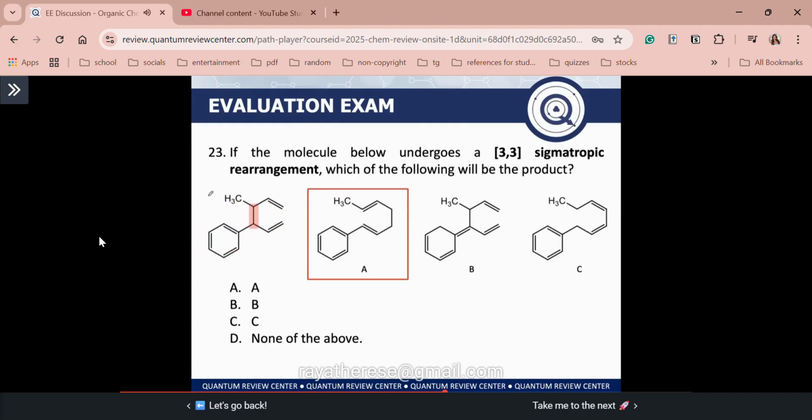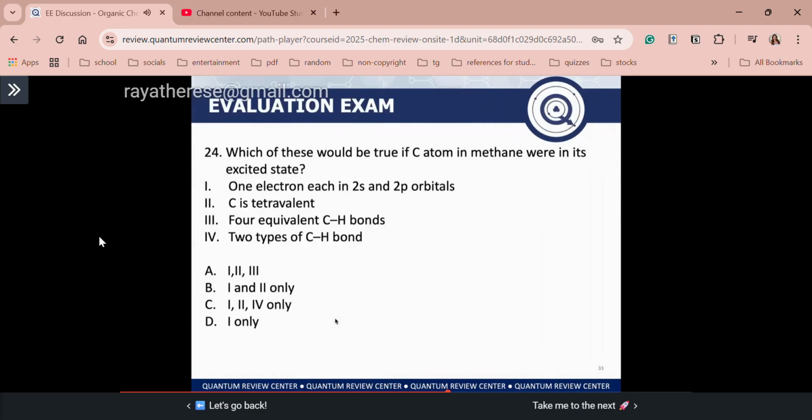So class, remember ha, again, starting from your C1 bond, we just migrated the sigma bond across your pi system to form the new 3,3 sigma bond. So for number 23, answer is letter A. Of course, this is your Cope rearrangement. So number 24. Again, this is a board exam question, so somehow challenging daw to.